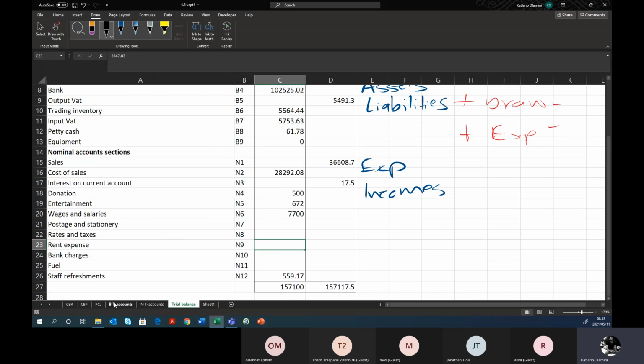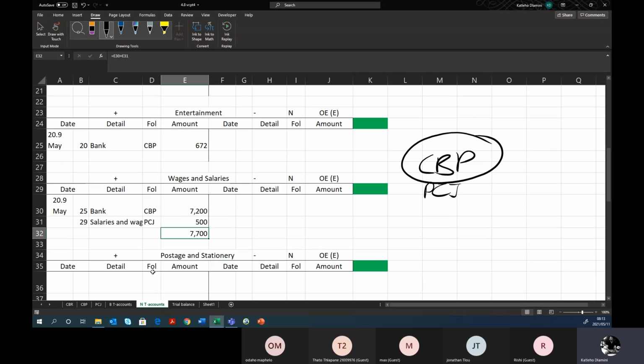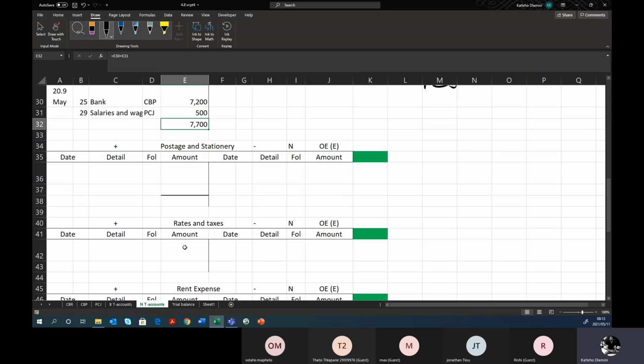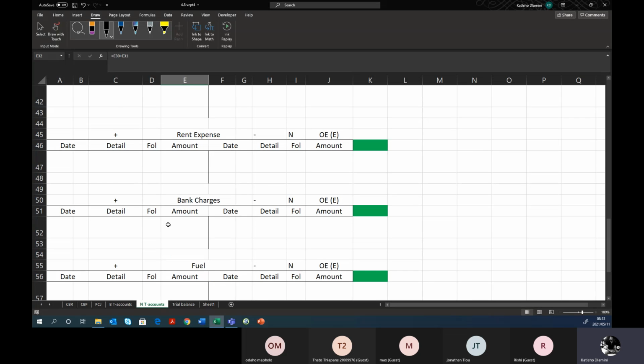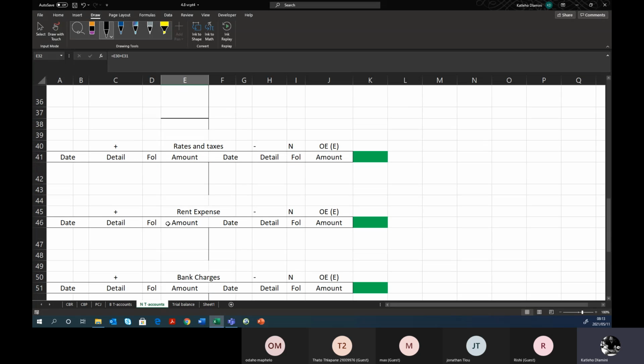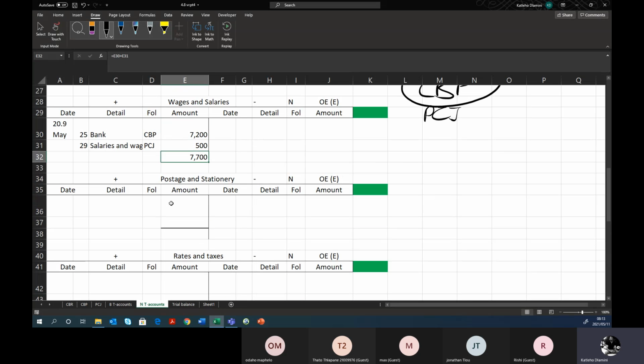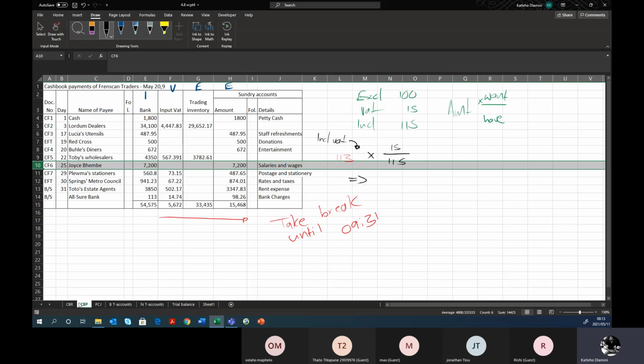All right, next one. We have postage and stationery. Again, you'll find this in CBP, PCJ, you know the works. All these are expenses, and we are done with income. You're only going to find this in your CBP or your PCJ, or both, or just the one. So postage and stationery is the second one. Let's go to our CBP.